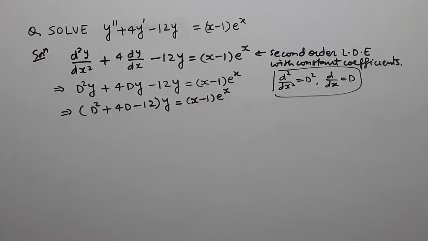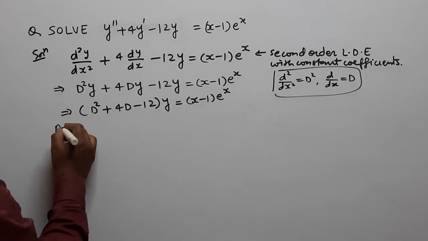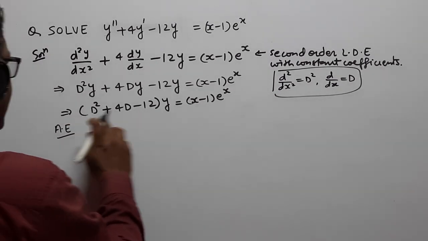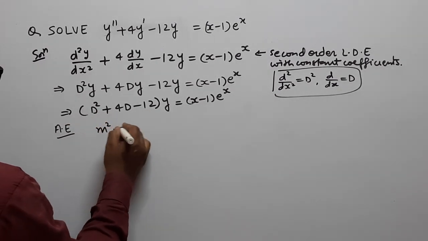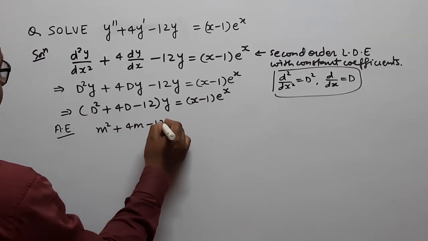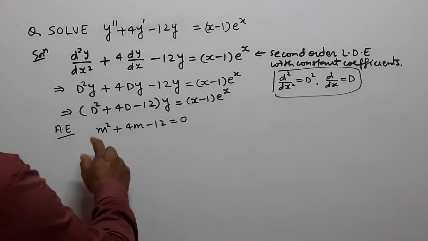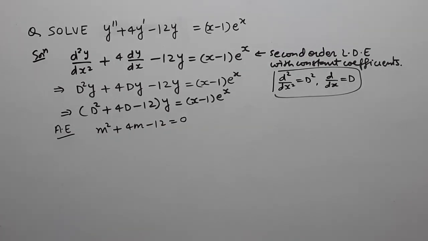Now we form the auxiliary equation. For forming the auxiliary equation, we replace capital D with small m. So this will be m square plus 4m minus 12 equal to 0. This is the auxiliary equation. Now we find the roots of this auxiliary equation.